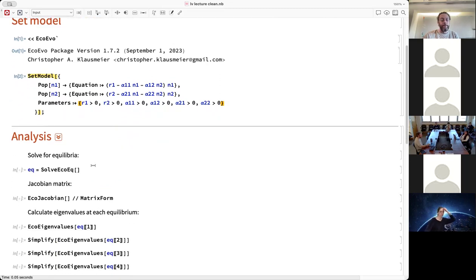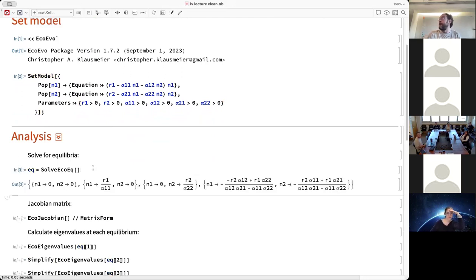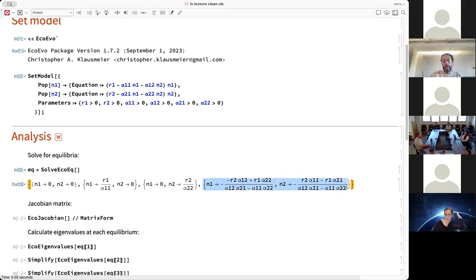So first thing we want to do is solve for equilibria. And so that's SolveEcoEq. Essentially behind the scenes, it's taking the dN/dt for each species, setting it equal to 0 and solving it algebraically for us. And it returns the solution in the form of this list, because there's, in general, going to be 4 of them: 0, 0, the trivial equilibrium, species 1 by itself, species 2 by itself, and then this potential coexistence equilibrium.